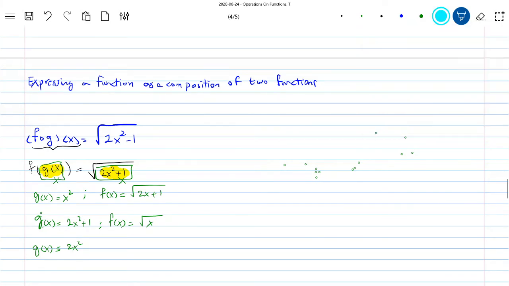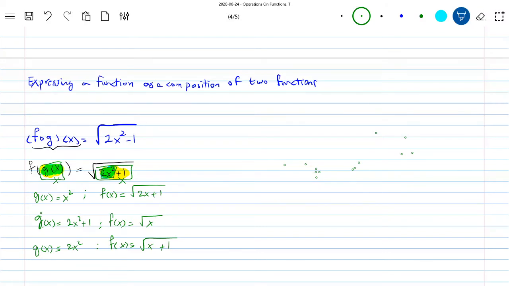Let me use a different highlighter. What if I want g of x to be only 2x squared and keep the 1 out? Then what is the f of x function? I hope you can figure it out. I call g of x to be this highlighted. So what is left is the square root of this highlighted, which is your box, which we consider an x variable, x plus 1. This would be the f function.